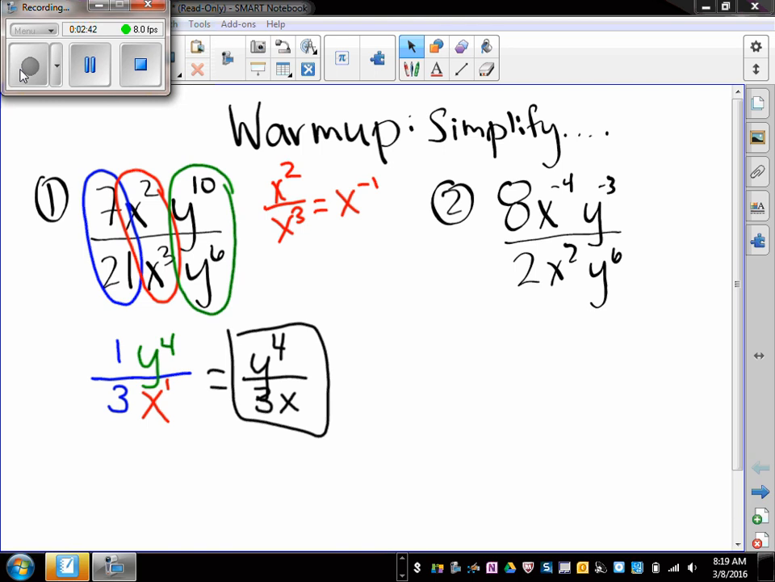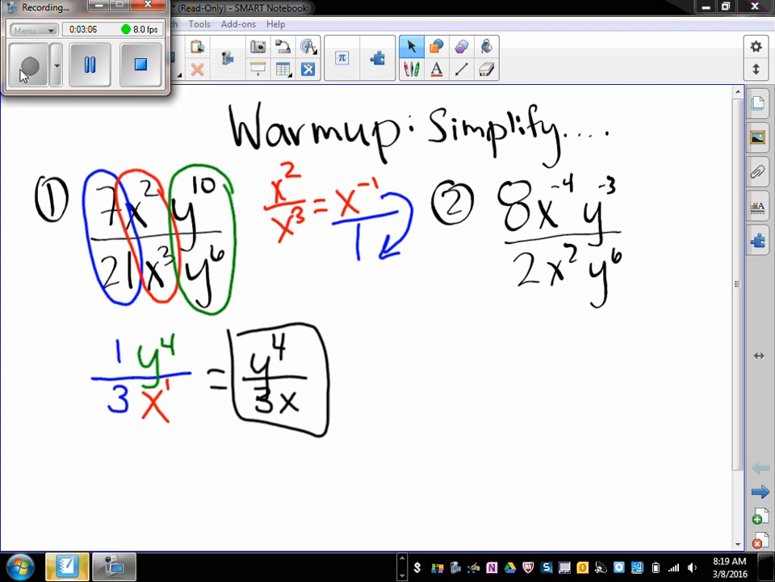Yes. So what this is here is technically x to the negative first over 1. So that means it gets sent to the denominator because it's a positive. We just did that both in one step. Good question. Other questions on number 1?